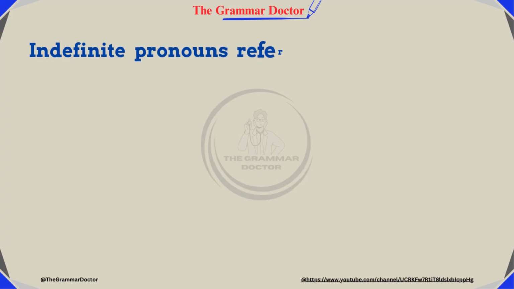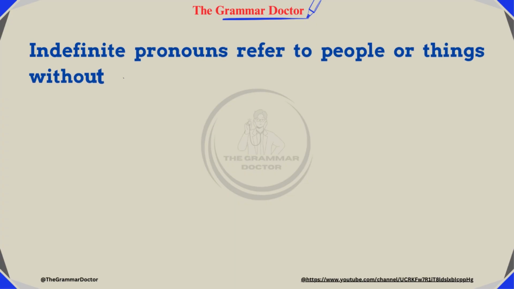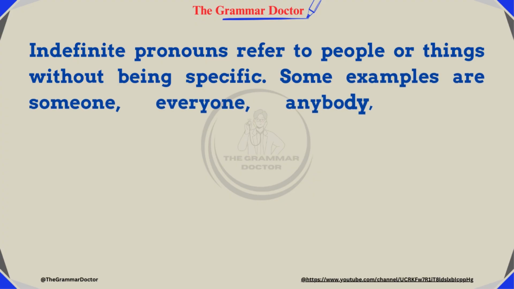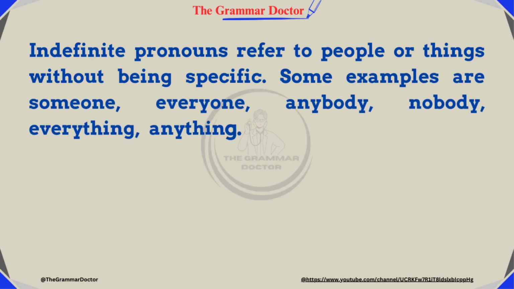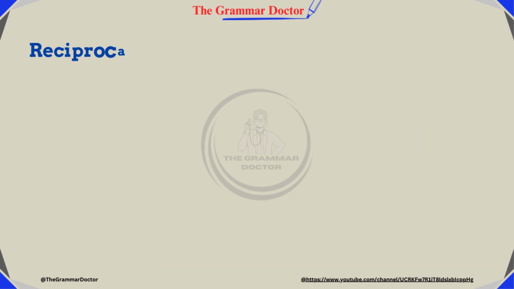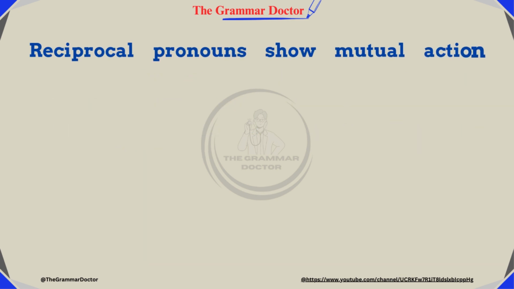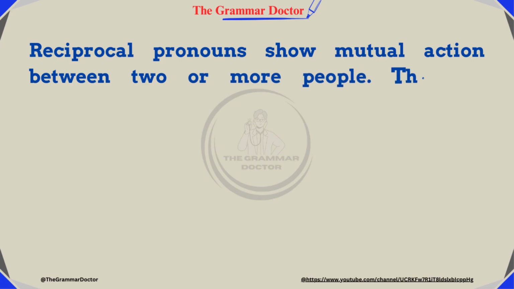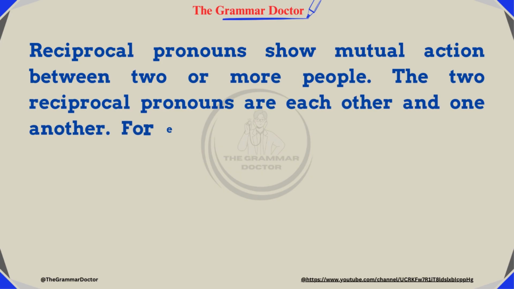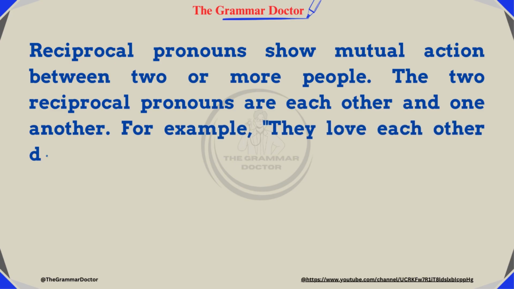Indefinite pronouns refer to people or things without being specific. Some examples are someone, everyone, anybody, nobody, everything, anything. For instance, "Someone left their bag here." Reciprocal pronouns show mutual action between two or more people. The two reciprocal pronouns are each other and one another. For example, "They love each other deeply."